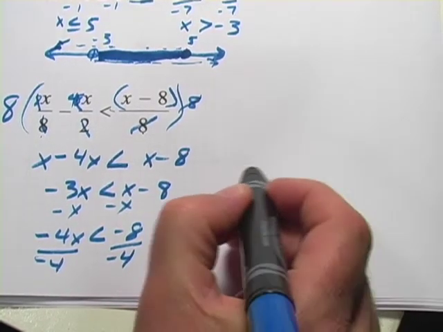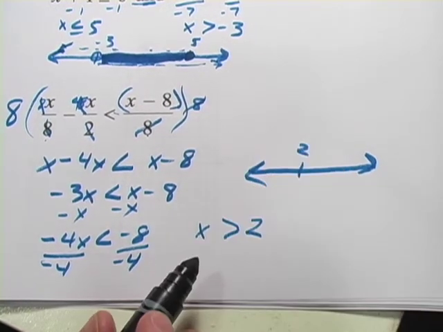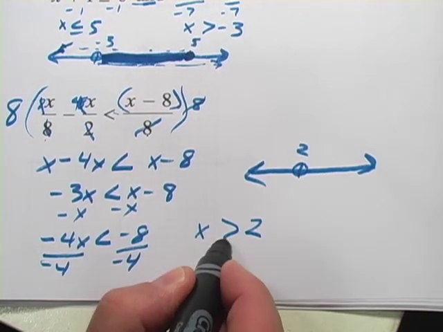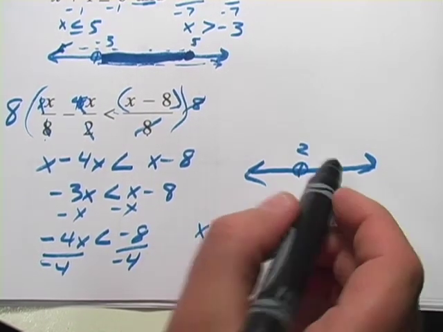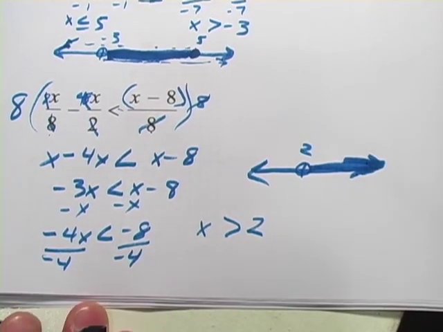And graphing that one is fairly simple. Here's our number line. Here's 2. It's going to be an open circle because there's no equal to there, so it doesn't contain the number 2 as the answer, but it contains everything to the right of that, everything that's greater. So that's a little bit about solving inequalities and graphing them on the number line.